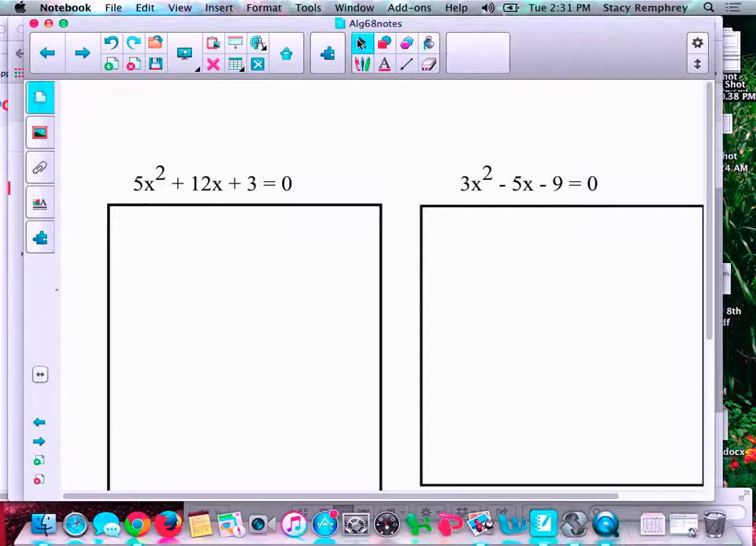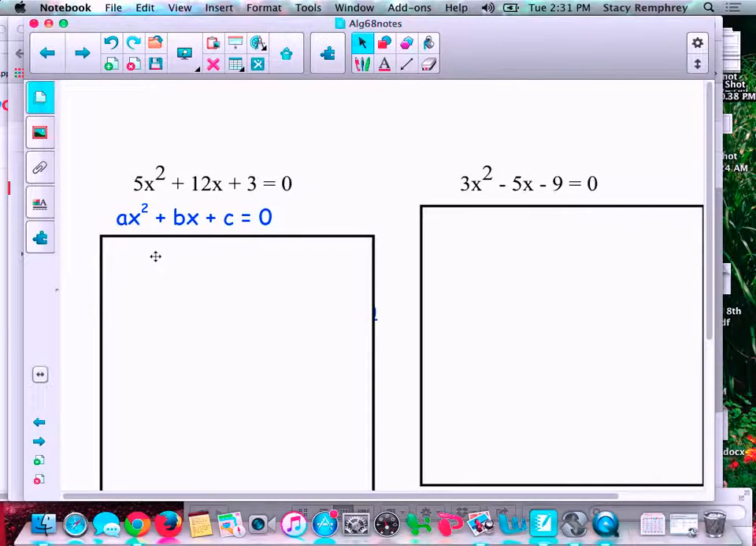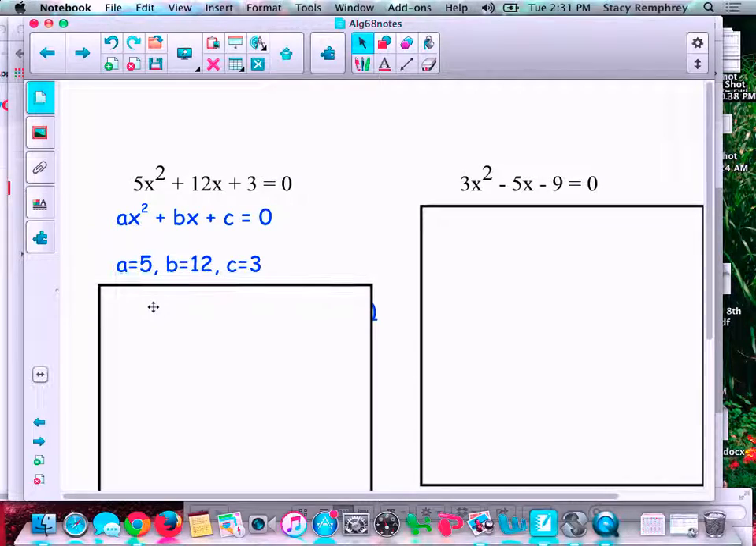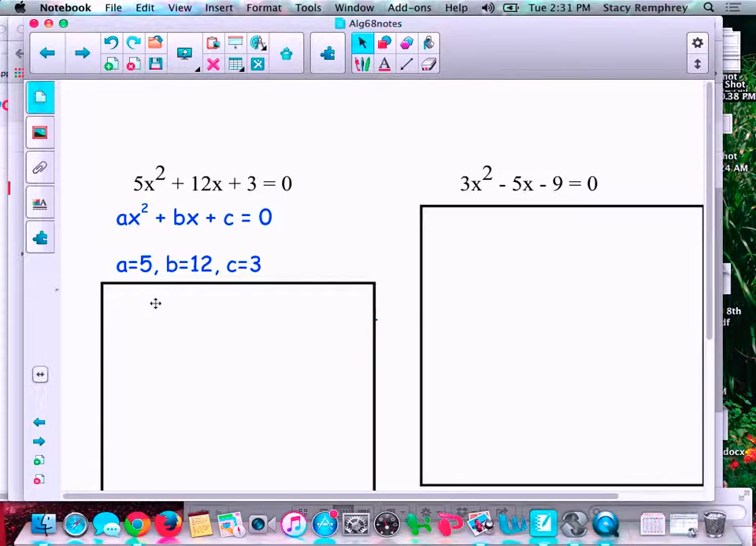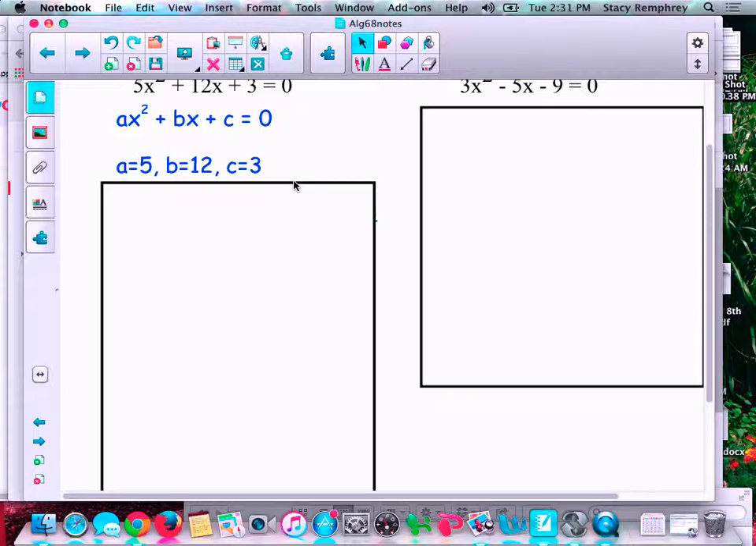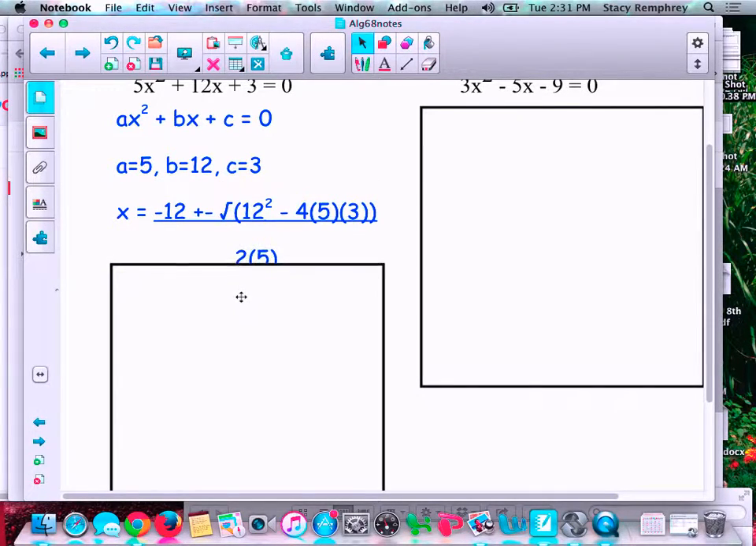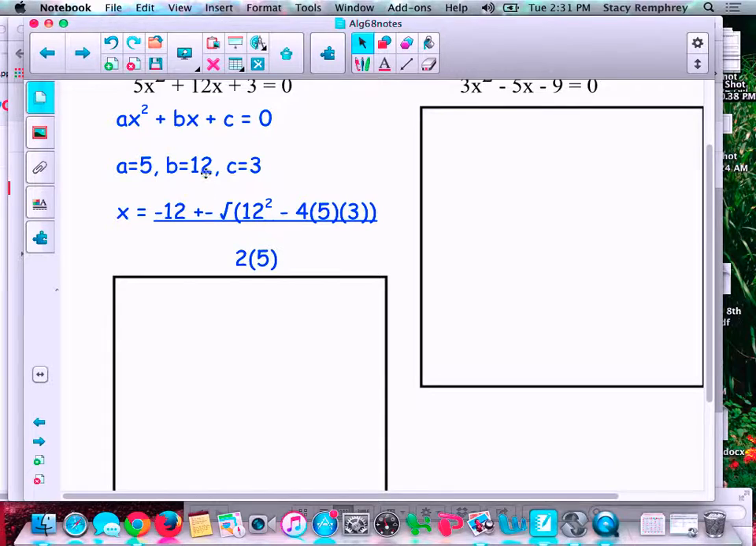As we do the first one here, first check, does it equal 0? Yes. The second step is, here's the standard form, and identify the a, b, and c. So I have that here. A was 5, b was 12, c was 3. And then you're going to plug them into that quadratic formula. So the opposite of the b number plus or minus the square root of this entire thing, b squared minus 4 times the a number right here times the c number, all over 2 times the a number, 2a.